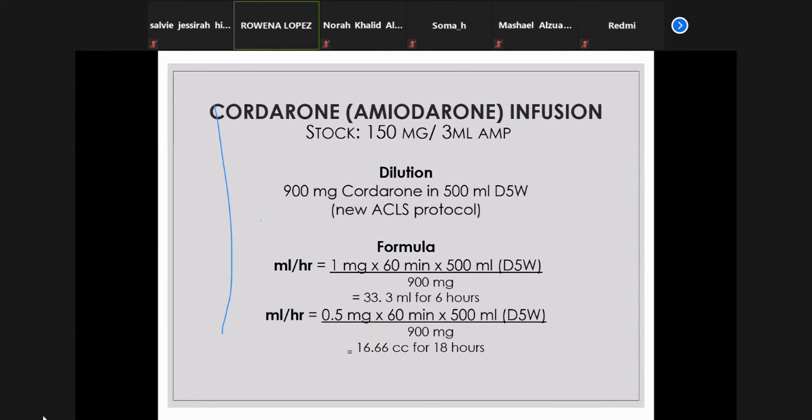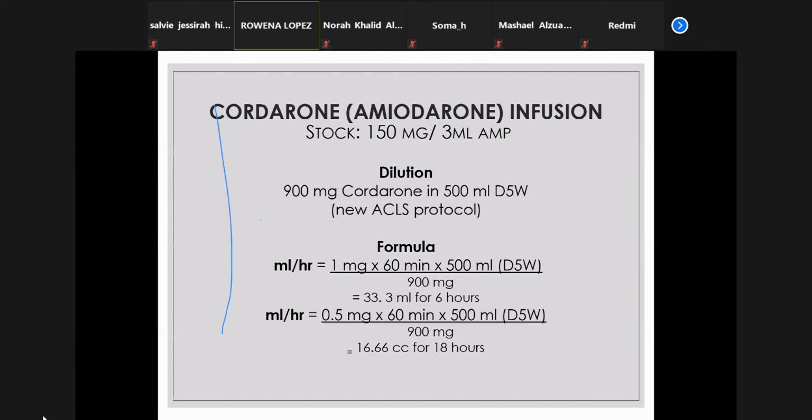So Cordarone or the amiodarone infusion is an anti-arrhythmic drug. So 1 ampule of your Cordarone is 150 milligrams per 3 ml ampule, and the dilution according to the ACLS guideline is actually 900 milligrams of Cordarone in 500 ml of D5 water. And sometimes the doctor will say 900 milligrams in 500 to run, without even writing the ACLS protocol, okay?